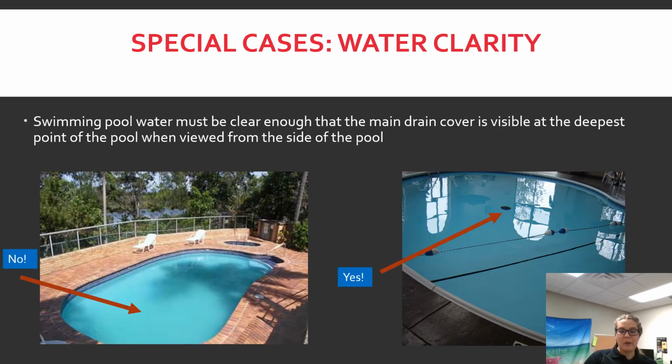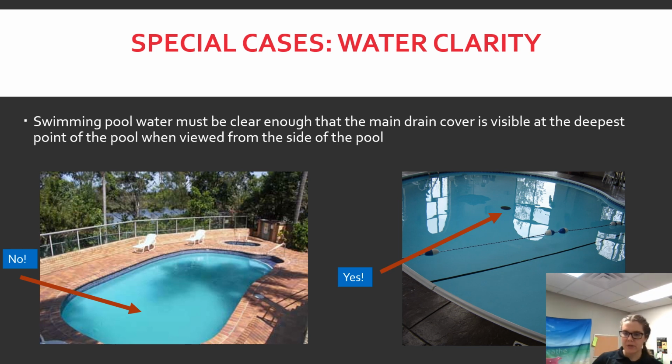So, moving on to special cases related to water quality. Clarity. On the right here, you can see this main drain, that black dot with the arrow right next to it. You have no idea where the main drain is there. It's so cloudy you can't see it. You are required to be able to see that main drain cover at all times, from every part of the pool.